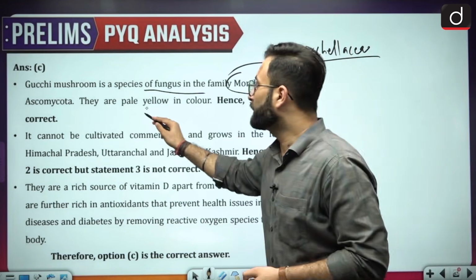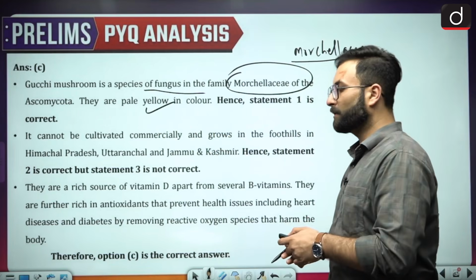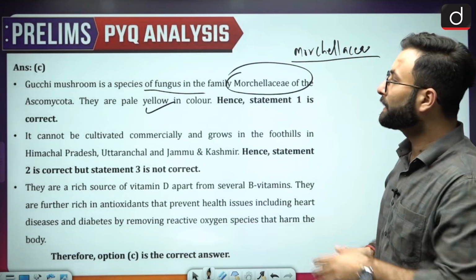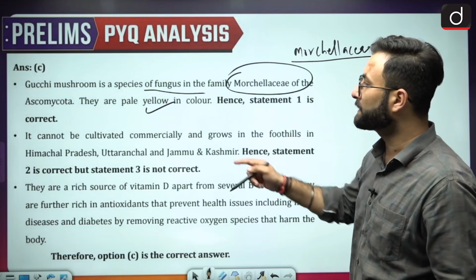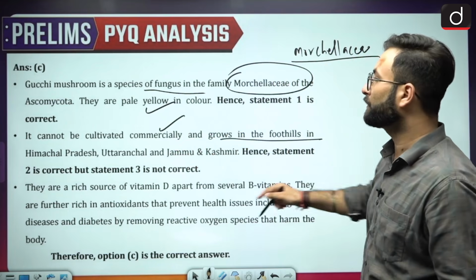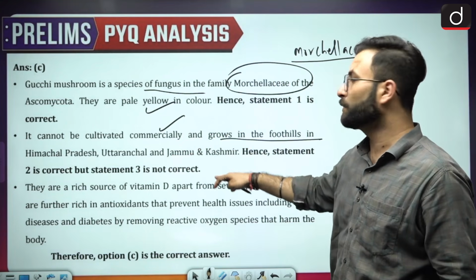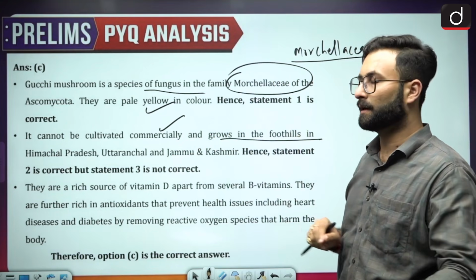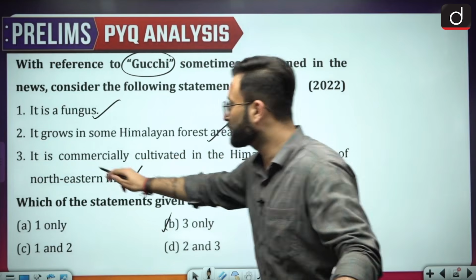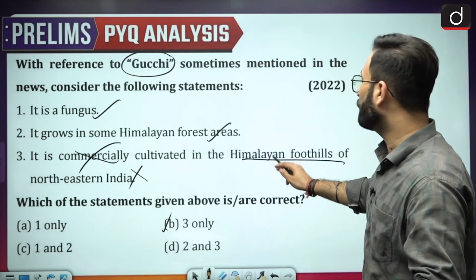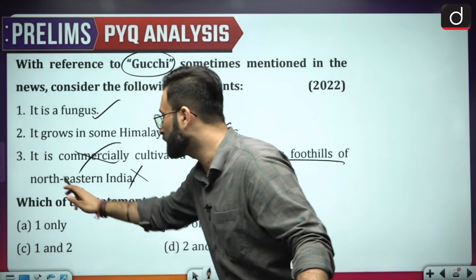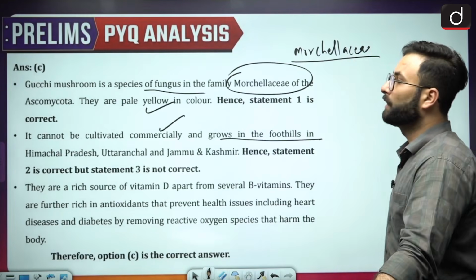They are pale yellow in color, and that is the specific variety that has been talked about in current affairs, and that is why it has been asked. It cannot be cultivated commercially and grows in the foothills of Himachal, Uttaranchal, and Jammu and Kashmir, and not in the northeastern region. It is not commercially cultivated, and it is found in the western Himalayas, not in northeastern India. Okay, so that is about it.